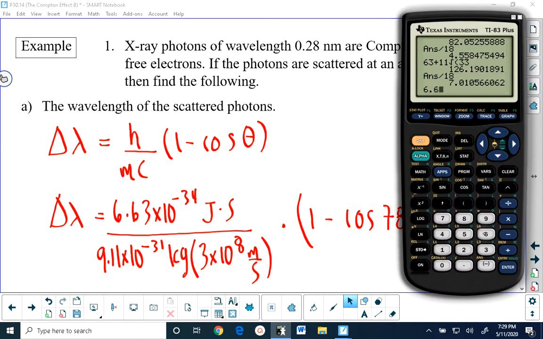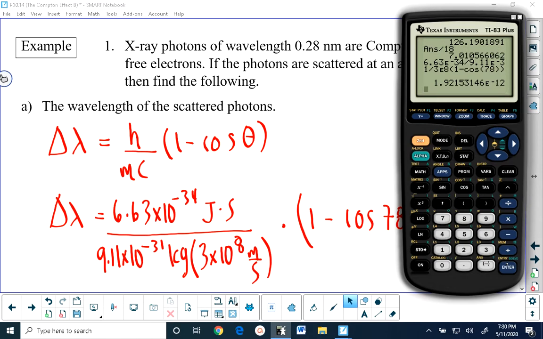So 6.63 multiplied by 10 to the negative 34 divided by the mass of the electron, and also divided by the speed of light. You could have said divided by and then had a set of brackets where you multiply the mass of the electron and the speed of light together, but I've chosen to just divide by each of them separately, which mathematically is the same thing. Now I'm going to multiply by 1 minus the cosine of 78 degrees. I'm going to make sure I'm in degree mode.